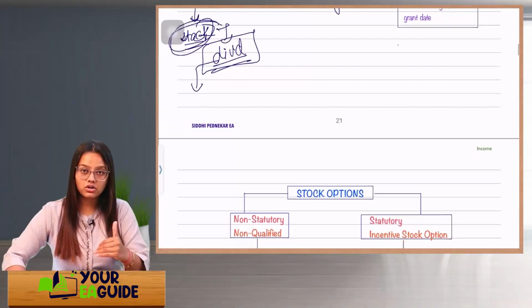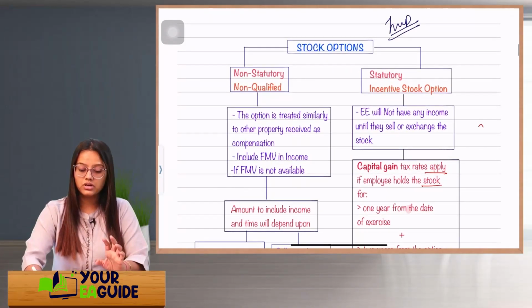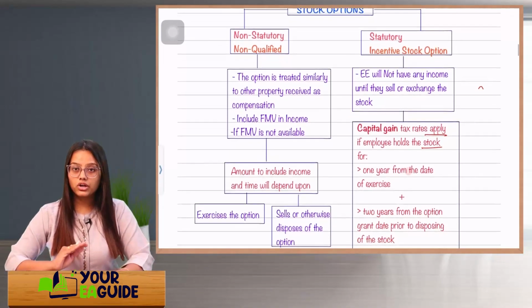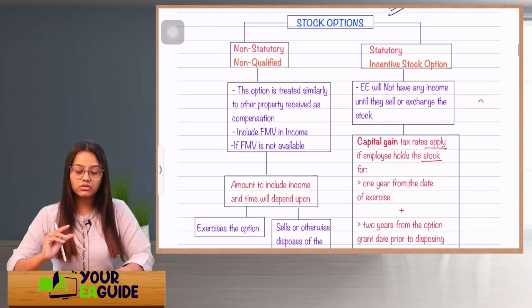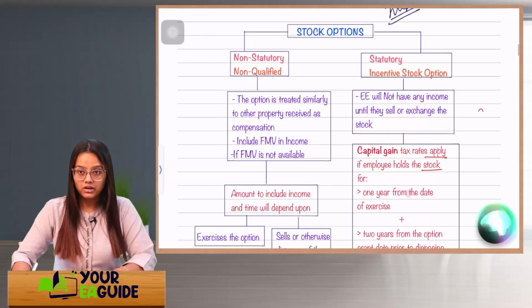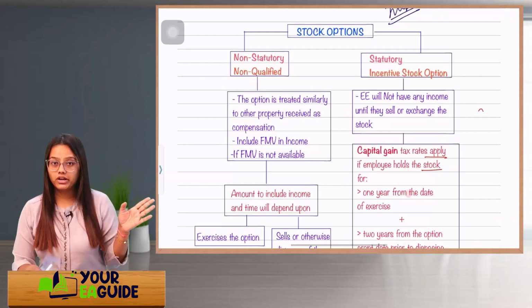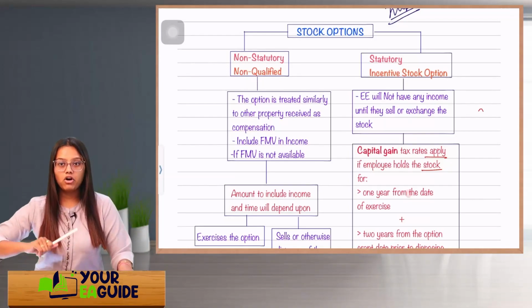Just like restricted stock, let's look at the stock option. This is also an important one. You can just have a look at this chart and that's it. No need to do the whole theory from any material. Just read it, look at the chart, and you will easily be able to remember the topic. See, non-statutory, non-qualified; statutory or qualified or incentive stock option.